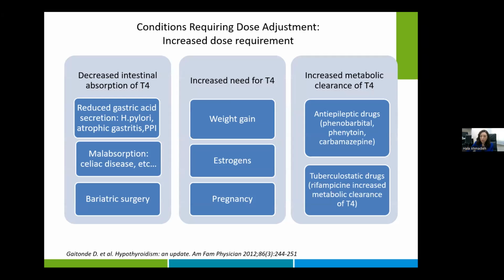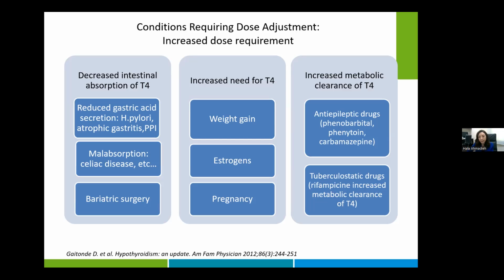There are certain situations where it would be required to either increase the dose requirement or to decrease it. Sometimes we need a higher LT4 dose, especially in individuals whom we know have a problem with intestinal absorption, such as individuals who have H. pylori infection, malabsorption, or have undergone bariatric surgery. Also, in some individuals, T4 requirement would increase, and hence the dose should be increased as well, such as, for instance, in pregnancy and with weight gain.